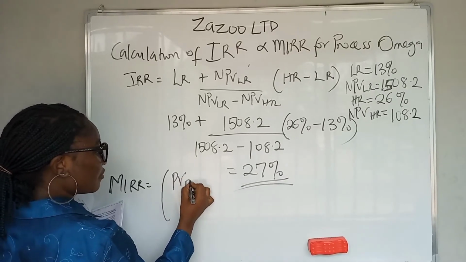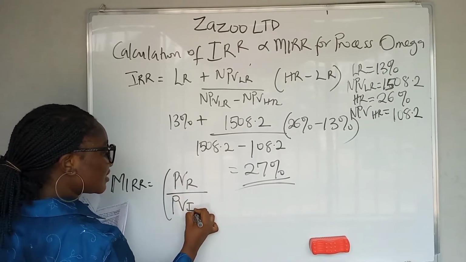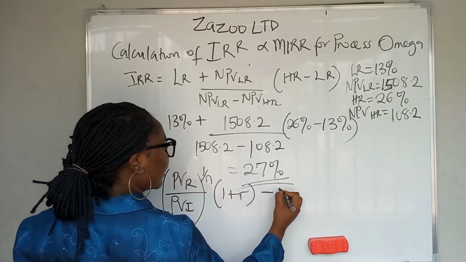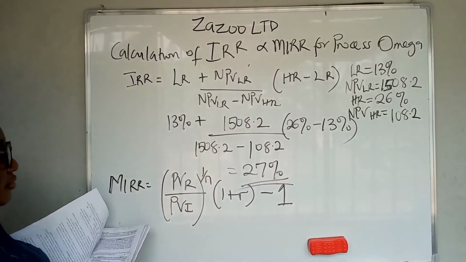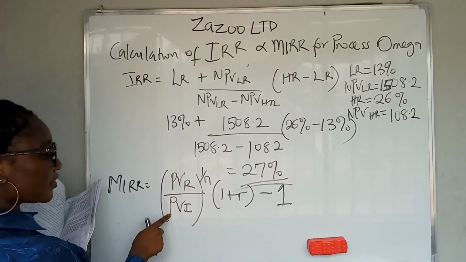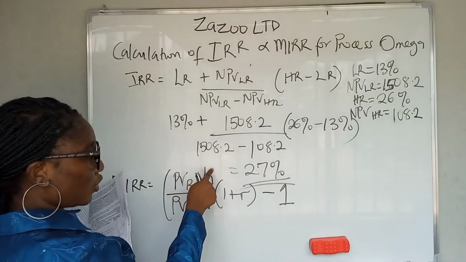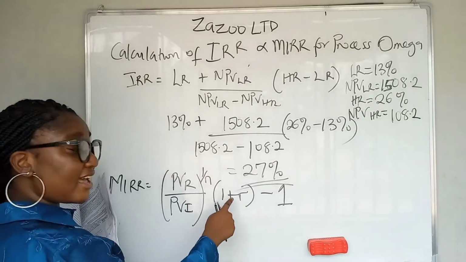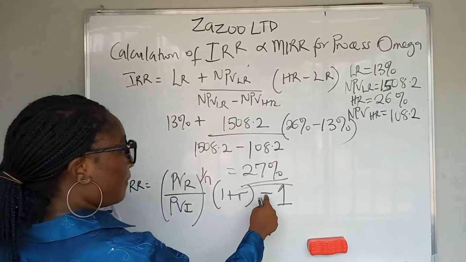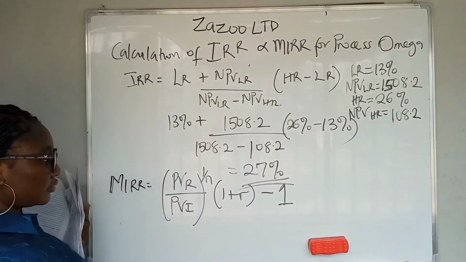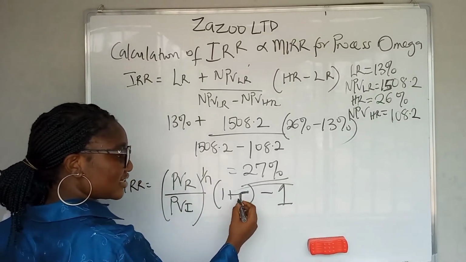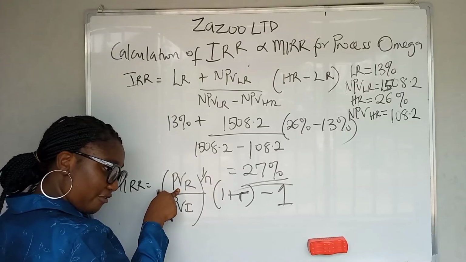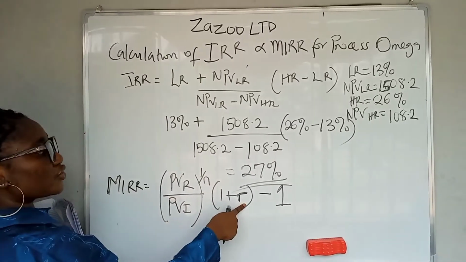The present value of the revenue phase over the present value of the investment phase, raised to the power 1 over n, into 1 plus r, minus 1. This is the formula. That r is your discounting factor, the cost of discounting, the rate you used to get those present values of the revenue phase. So don't go and put your IRR here.